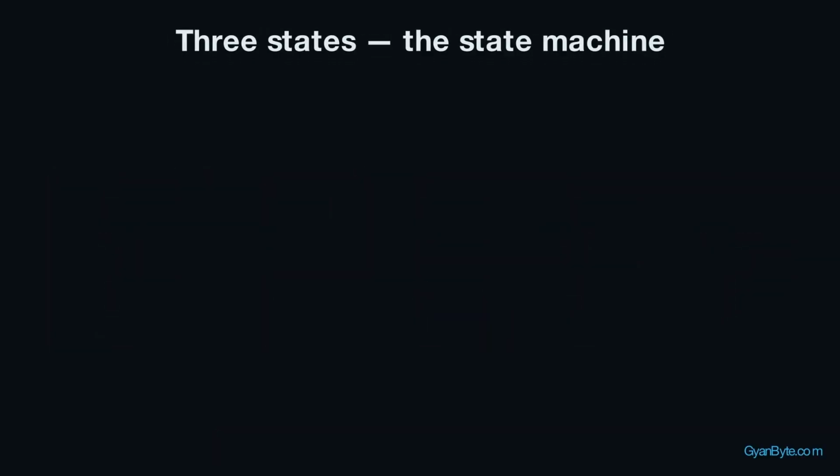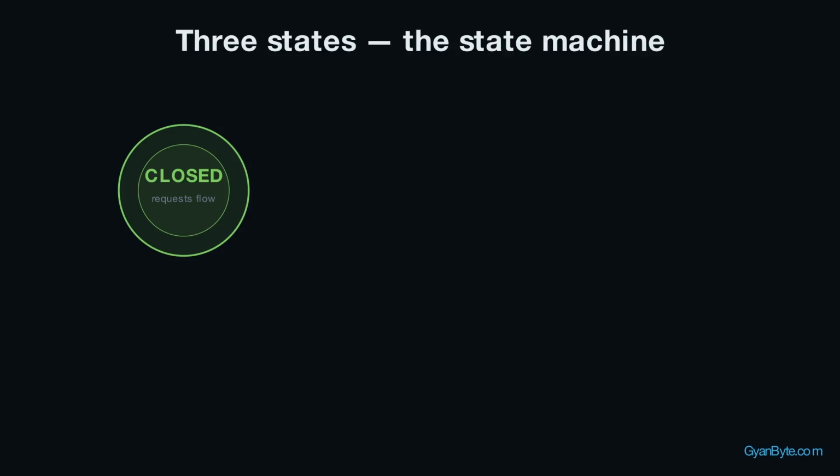The circuit breaker has exactly 3 states, just like a traffic light for your service calls. State 1, closed. This is the normal state. Requests flow through freely. The breaker monitors every response, counting failures. State 2, open. When failures exceed the threshold, the breaker trips. All requests are immediately rejected. No call is made to the failing service. This is called fast fail.